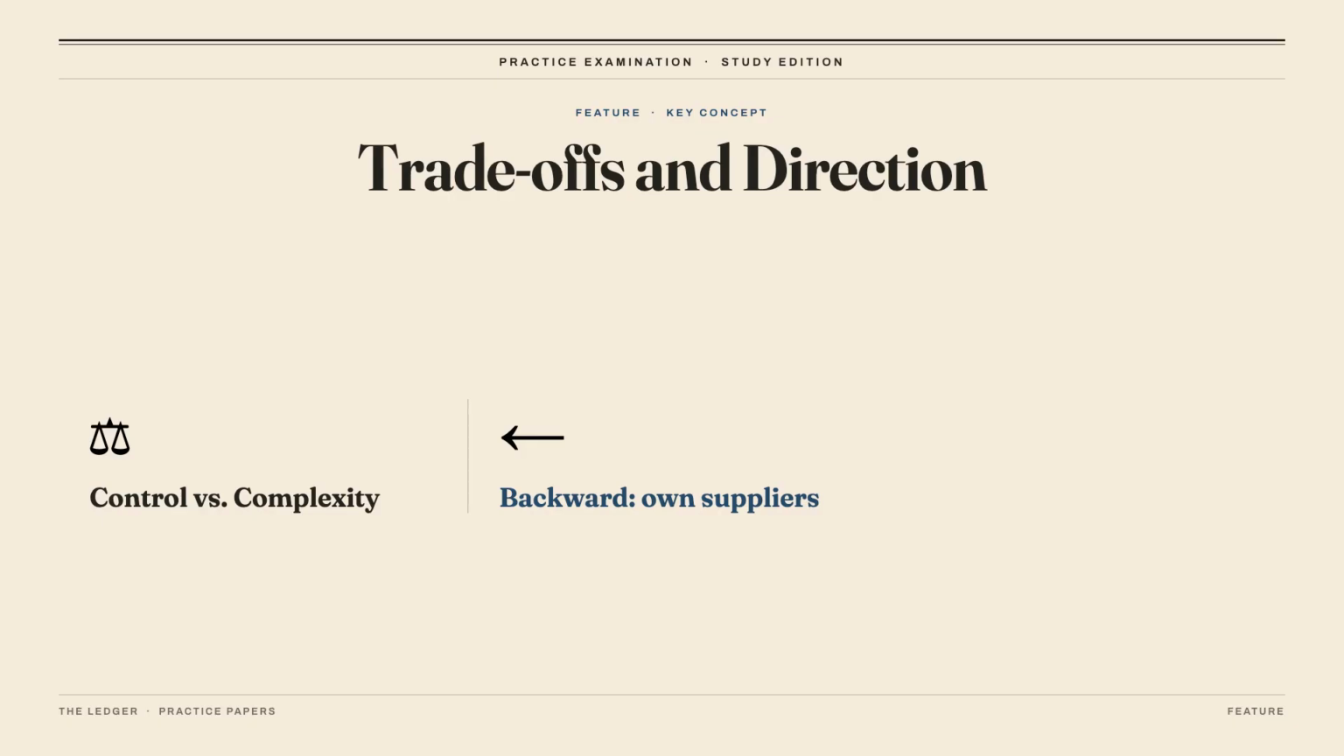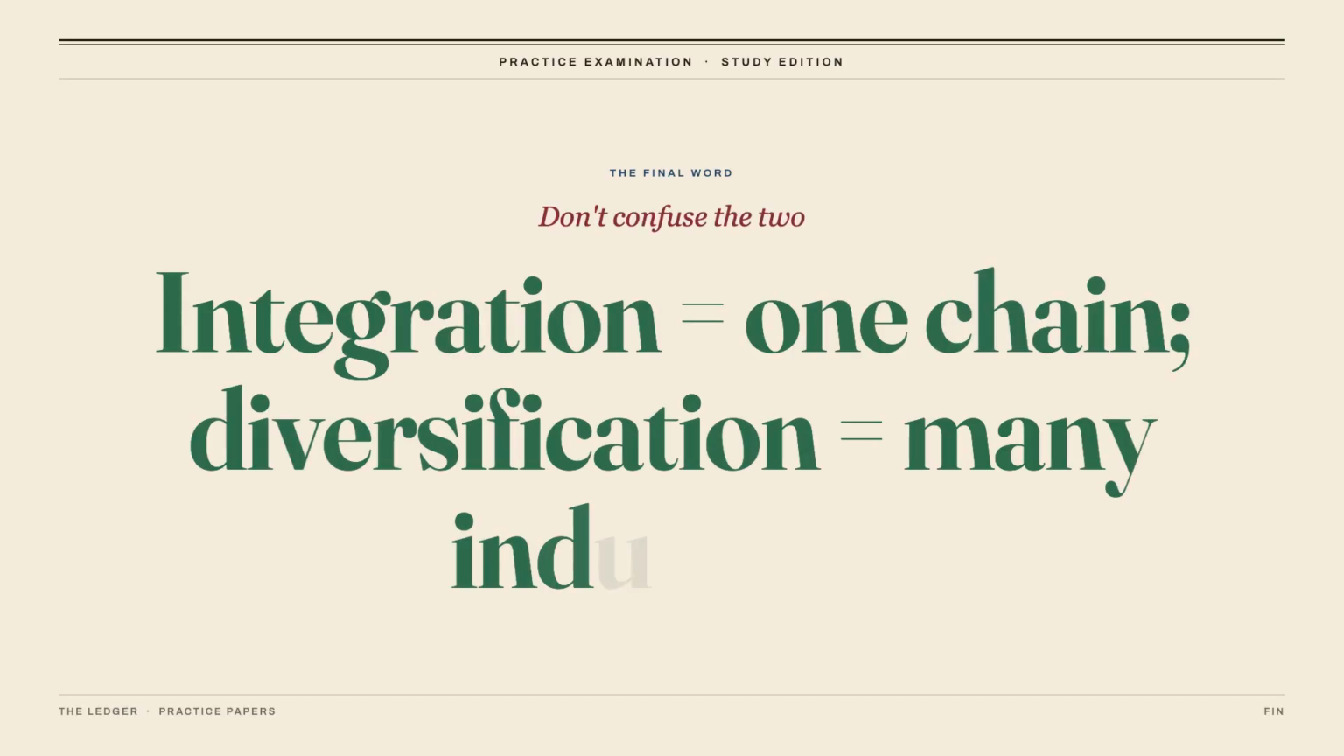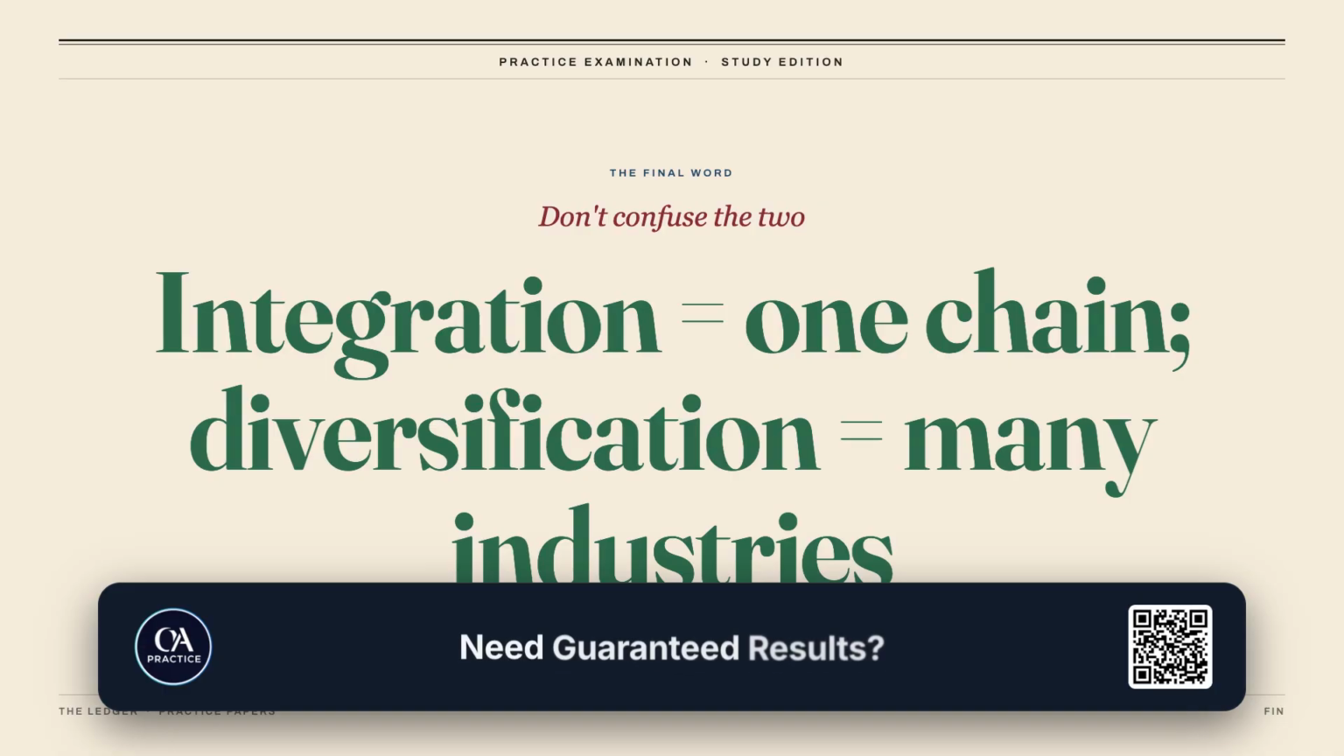It also has direction, reaching backward to own suppliers, like a furniture maker buying a lumber mill, or reaching forward to own retail, like a manufacturer opening its own stores. Remember, integration means controlling more stages of one industry's chain, while diversification means operating across several unrelated industries entirely. An oil company owning drilling, refining, and retail is integrated, not diversified.